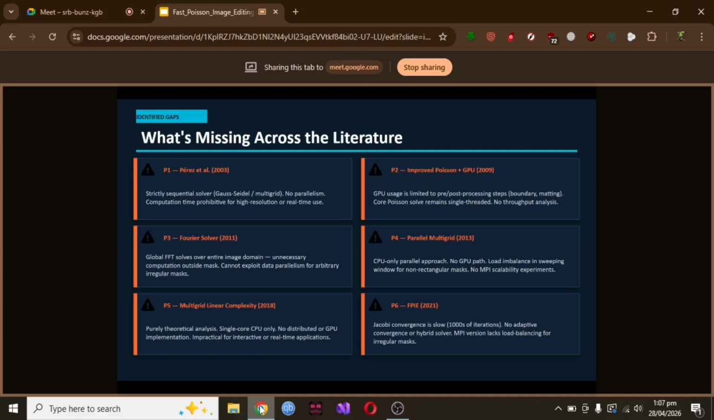After that, in 2021, which is the modern method, Jacobi convergence was sort of parallelized, but it is still slow, with thousands of iterations per thread, and it lacks adaptive convergence, which I'll get to in a moment, and it lacks load balancing in the MPI cluster communication. As I mentioned before, that is because of irregular masks.